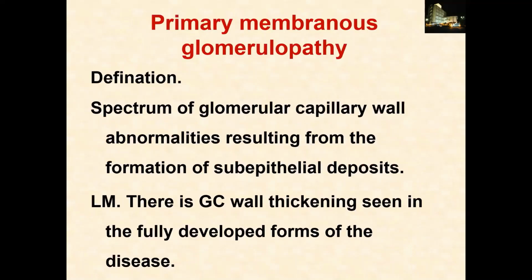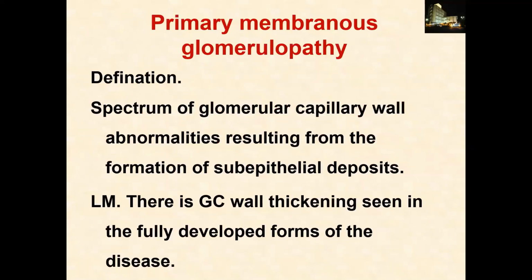Next morphological item for nephrotic syndrome now is the membranous glomerulopathy. Primary membranous glomerulopathy, a spectrum of glomerular capillary wall abnormalities resulting from the formation of subepithelial deposit. In light microscopy, the only finding that we notice is glomerular capillary wall thickening seen in fully developed forms of the disease, and this is not associated with mesangial expansion, cellularity, or any abnormality, just thickening of the basement membrane.